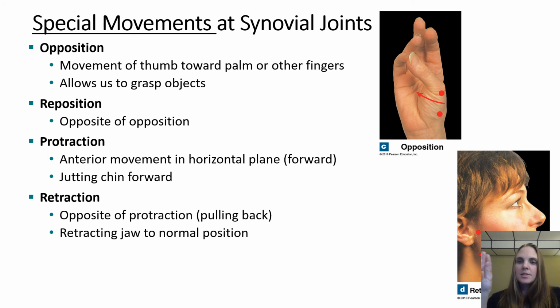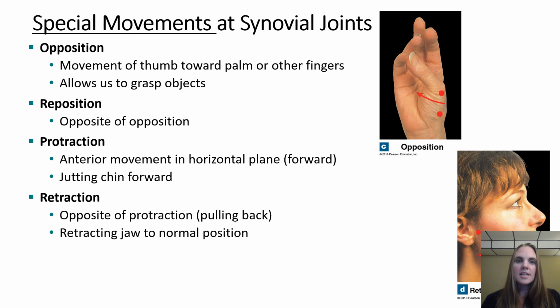Opposition is movement of the thumb towards the palm or other fingers. So this is opposition of the thumb, and that's what allows us to grab things. And then reposition would be the opposite of opposition, putting our thumb back.